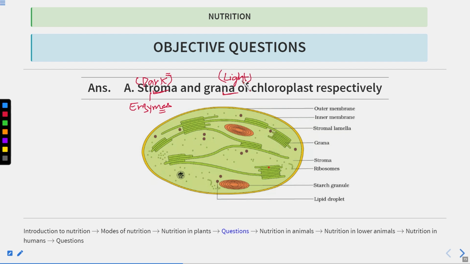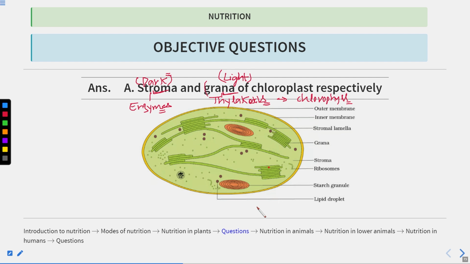So grana are made up of stacks of thylakoids. And what does a thylakoid consist of? The chlorophyll molecules. Chlorophyll molecules are the photosynthetic pigments that absorb the light. So the light reaction takes place in the grana.